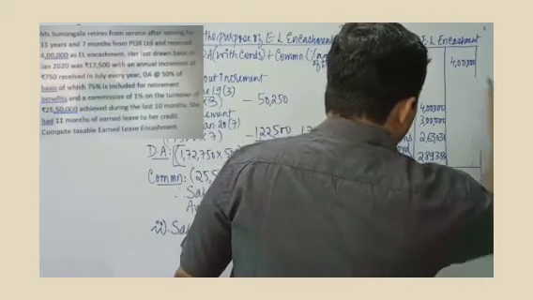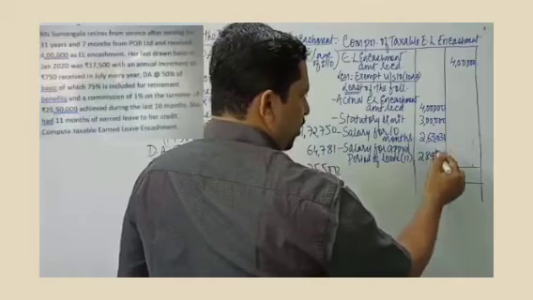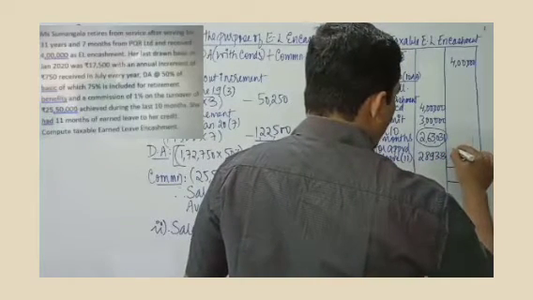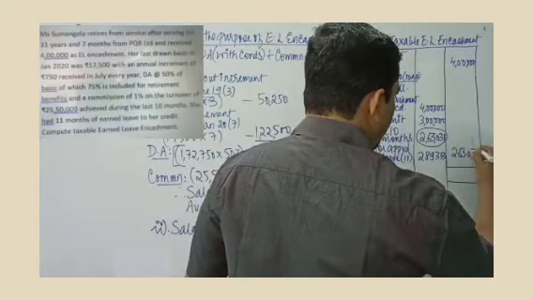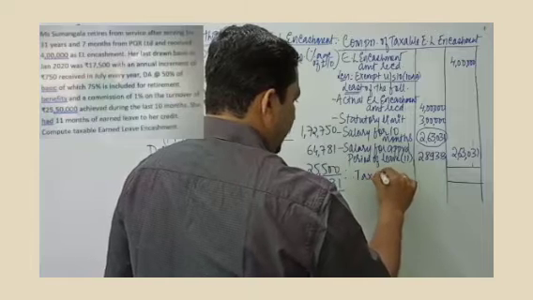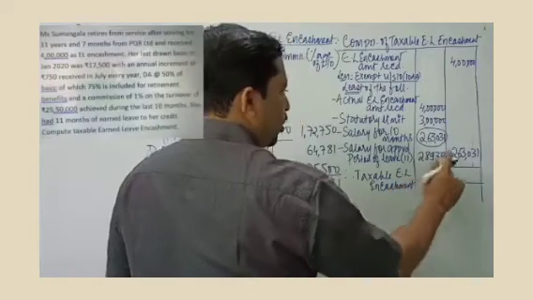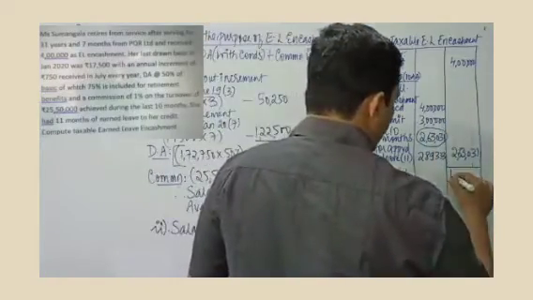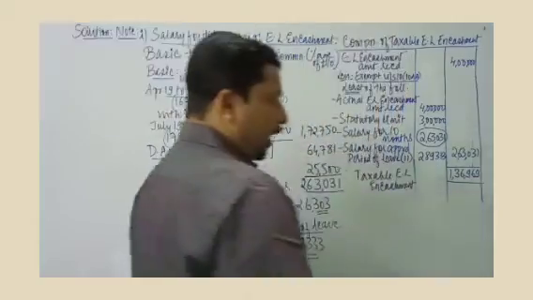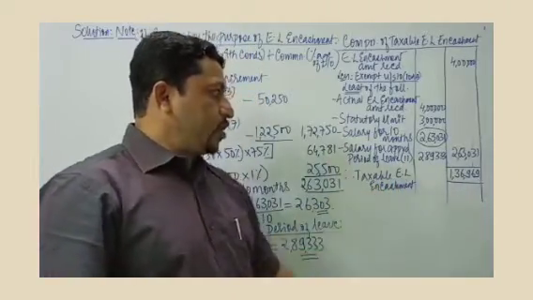Now, if we look at these four criteria, the least is the exempt amount. Among the four criteria, salary for 10 months, which we have calculated over here, is the least. So 2,63,031 is the exempt amount, whereas the balance will be the taxable EL encashment. If you deduct 2,63,031 from 4 lakh, we get 1,36,969. This will be the taxable EL encashment amount.